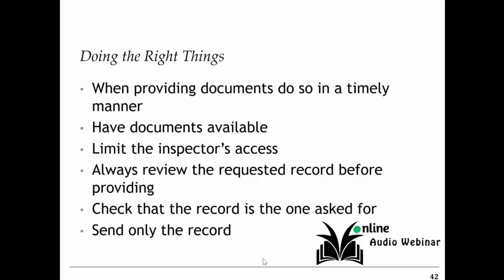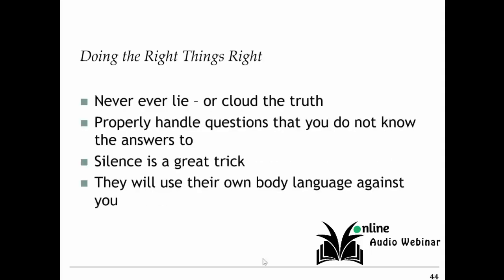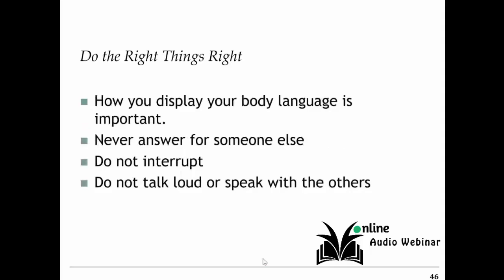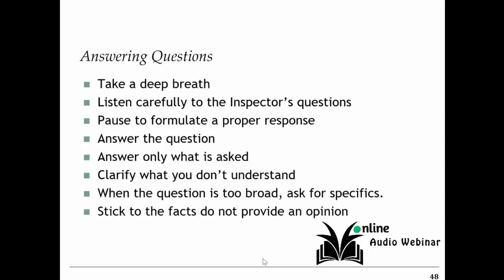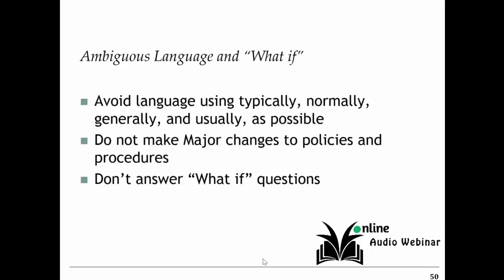Require that all requests from the inspector go through your inspection team. Proper records handling is really essential to a successful inspection. We always say we have to do the right things right. Don't make the investigator ask a second time. How you display your body language is obviously important. Now, how you answer questions, certain phrases that you should refrain from using. Always avoid ambiguous language or words.